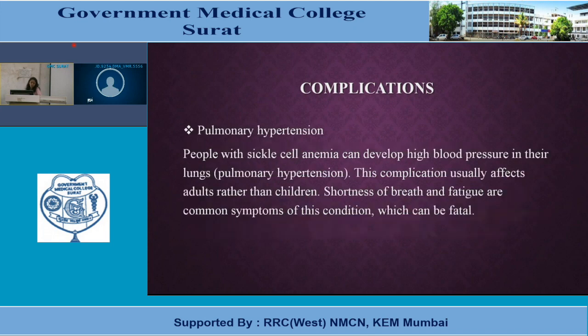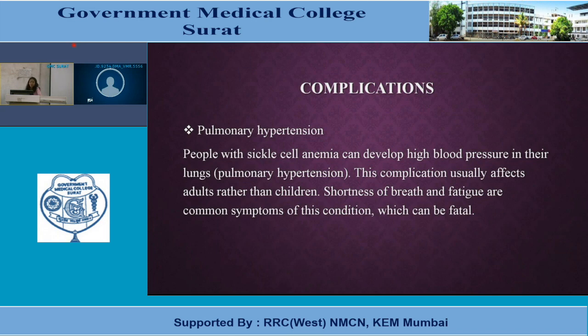Now second, people with sickle cell anemia can develop high blood pressure in their lungs. That's called pulmonary hypertension. These complications usually affect adults rather than children. Shortness of breath and fatigue are common symptoms of this condition, which can be fatal. Okay. Normally, the main problem with sickle cells is that they get stuck in the blood vessels, whether in the brain or in the pulmonary circulation. If stuck in the brain, it can develop as a stroke. If stuck in the pulmonary vessels, it can present as pulmonary hypertension.